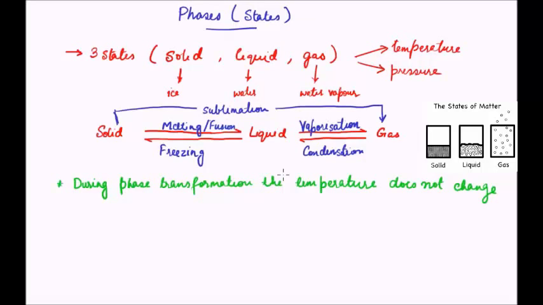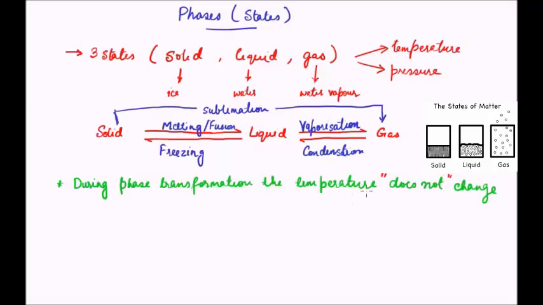But you will say that we are continuously supplying heat, right? We are heating it for the transformation to take place. And how come the temperature is not changing? In the previous lecture, we studied that when we supply heat, the kinetic energy increases. As a result, the average kinetic energy represented by temperature should increase. But what happens during phase transformation is that the heat energy that we are supplying is going into changing the state rather than changing the temperature. So this is a very important concept, that during phase transformation the temperature does not change.